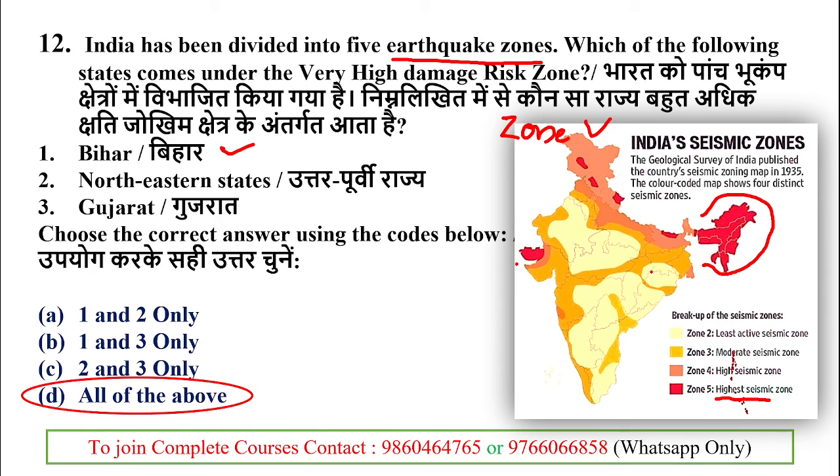Clear. So the option is all of the above. All of the above. Bihar, northeastern states, Gujarat all come under the highest seismic zone, very high damage risk zone.